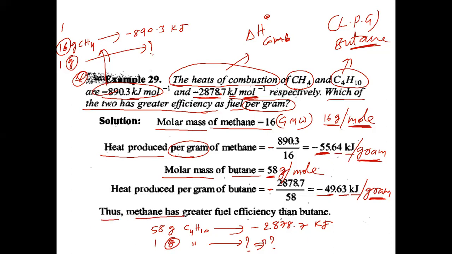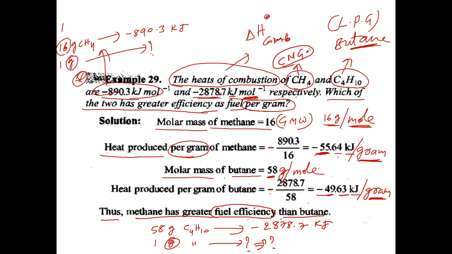Thus, methane has greater fuel efficiency than butane. Now see, methane will be the chief component in CNG. CNG means compressed natural gas, which contains methane. LPG, liquefied petroleum gas, contains butane. Now we have cars running on CNG and LPG nowadays. We have LPG cars, gas cars, and also CNG cars.